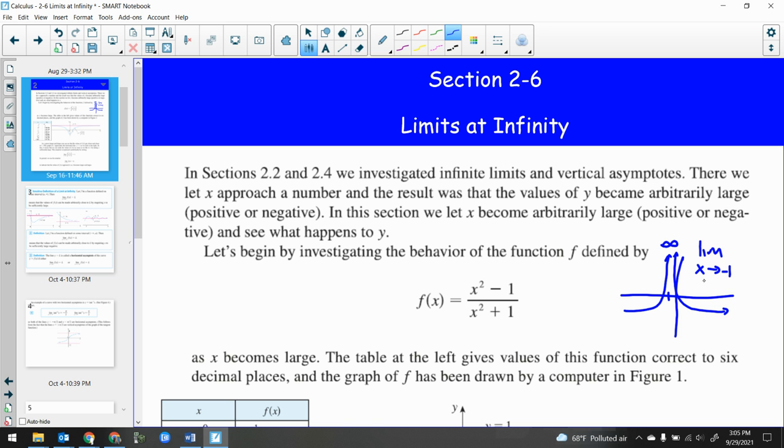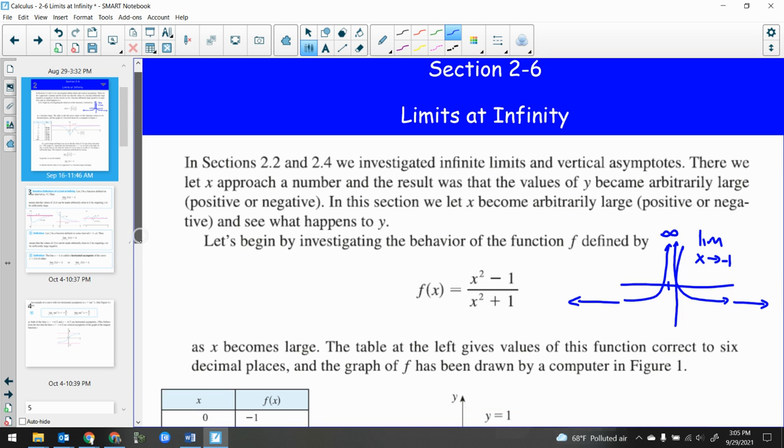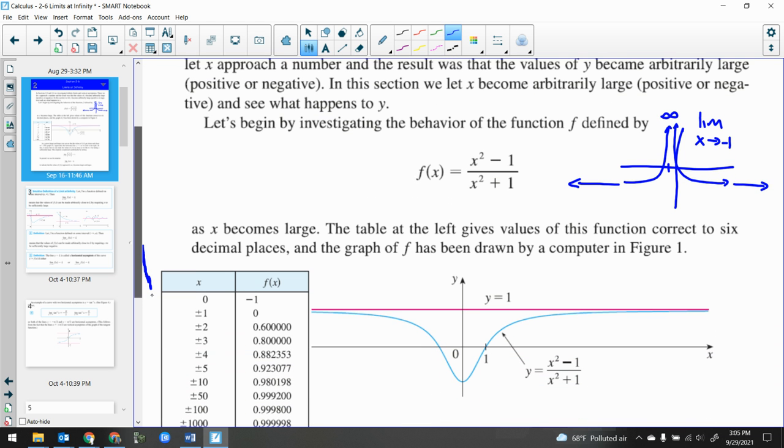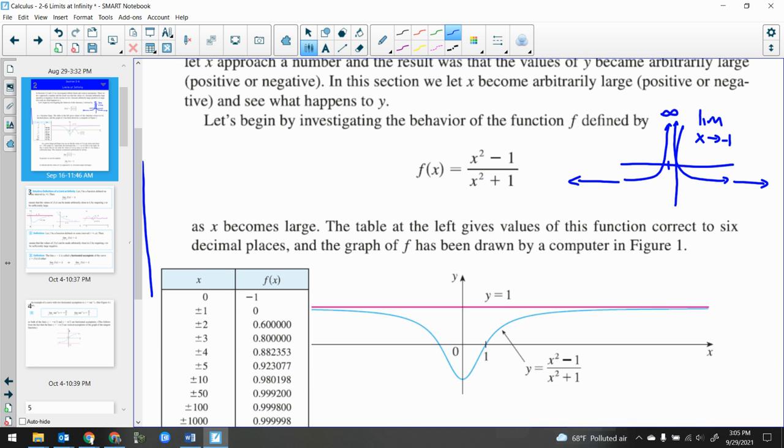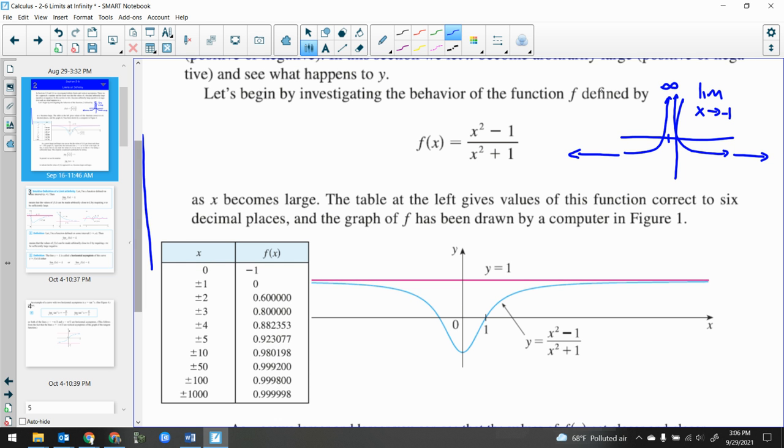What we're going to be looking at today is, well, what happens as I let x keep getting bigger and bigger? Well, what happens if I keep letting x get smaller and smaller? Does it level off to anything? Does it go to negative infinity? Does it go to positive infinity? That's what we're going to be looking at in this section. In this section, we let x become arbitrarily large or arbitrarily small, in the positive or negative direction. And then we see what's happening with the y value, right? Again, we're still letting x go to something, but now we're going to replace this -1 with an infinity symbol.